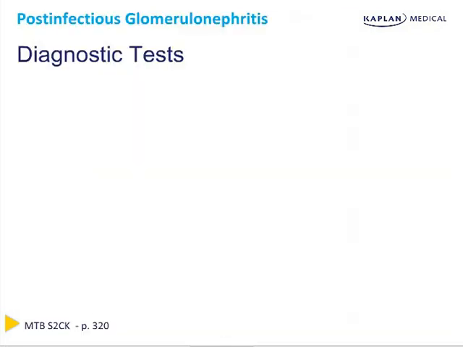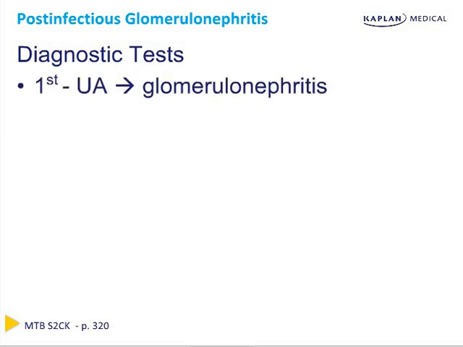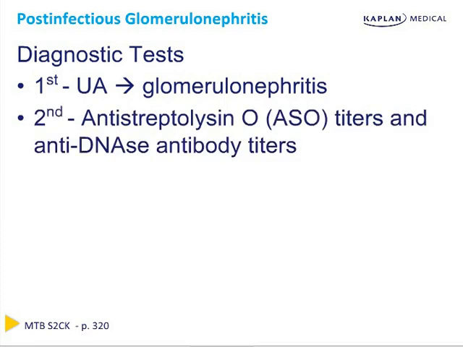When making the diagnosis of post-infectious glomerular nephritis, there are 3 main diagnostic tests to know. The best first test is just a urinalysis. This will confirm that the patient does indeed have glomerular nephritis. What will you see on the urinalysis? Well, you'll see the dysmorphic red blood cells, the red blood cell casts, and the proteinuria that are characteristic of all glomerular nephritides. The second test to perform is an ASO titer, anti-streptolysin O, or an anti-DNase antibody titer to prove that the etiology of the glomerular nephritis is indeed post-streptococcal.